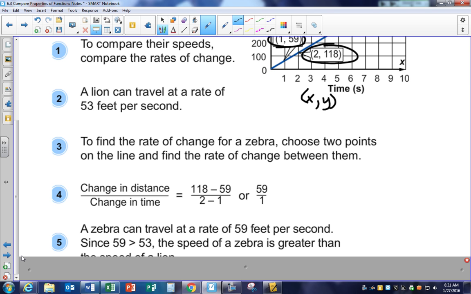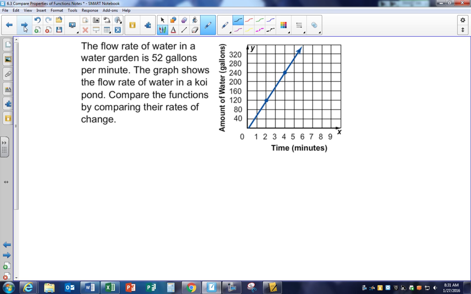Let's try another one. The flow rate of water in a water garden is 52 gallons per minute. The graph shows the flow rate of water in a koi pond. Compare the functions by comparing their rates of change. Okay, so we already know the water garden, and I'm going to label that WG. And we already know their rate of change because it's given to us in the problem.